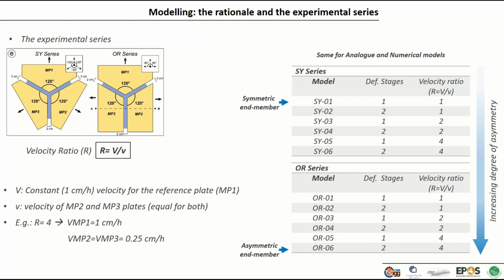If we mix all these parameters, we end up with a large amount of models. So I'm not going to show you all of them. I'm simply showing you the end members. So I'm going to show you the symmetric end member and the asymmetric end member. So models that are run with the most symmetric conditions and the most asymmetric conditions. You see in this table the parameters, so in terms of deformation stages and velocity ratio. I'm going to summarize them when we describe the models. And I'm going to show you the analog model and, of course, the numerical counterpart.